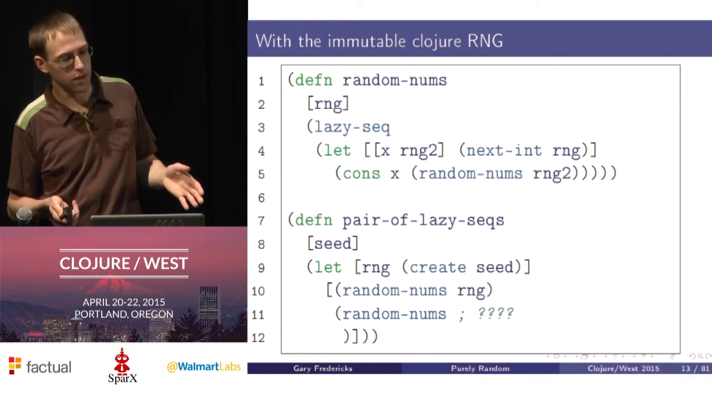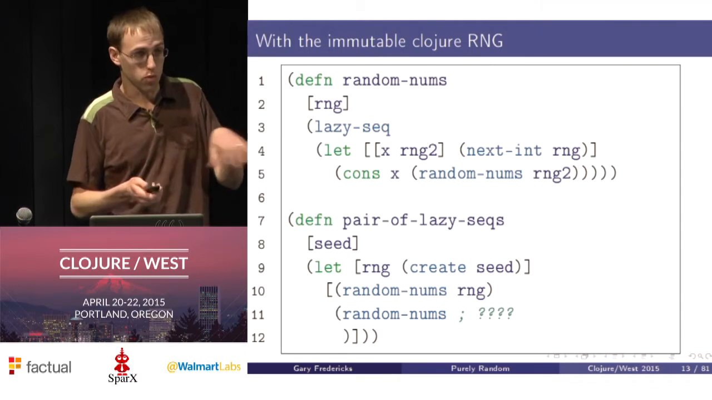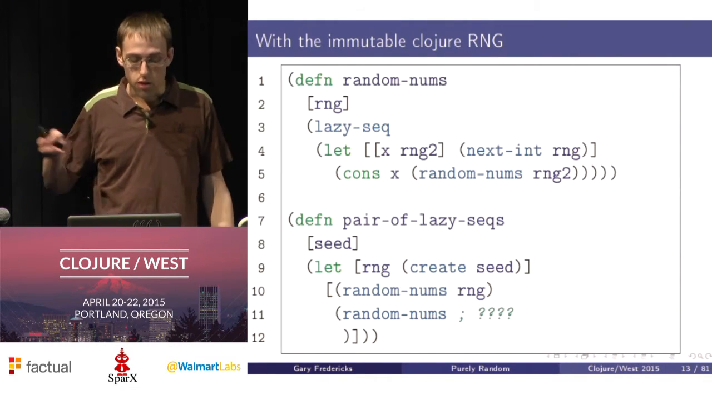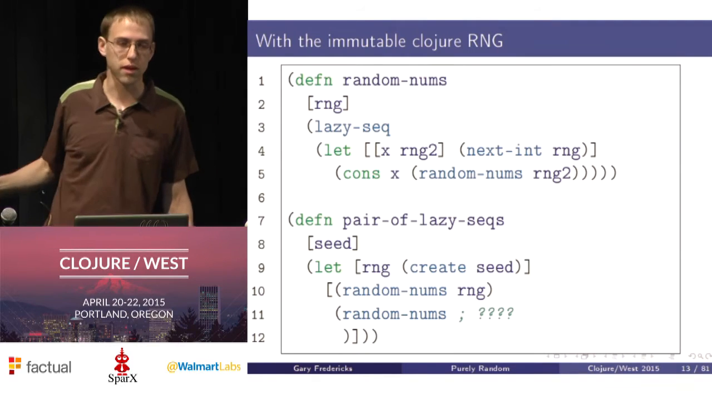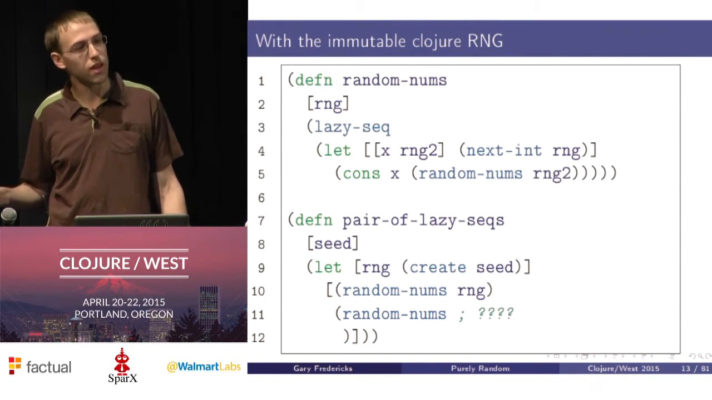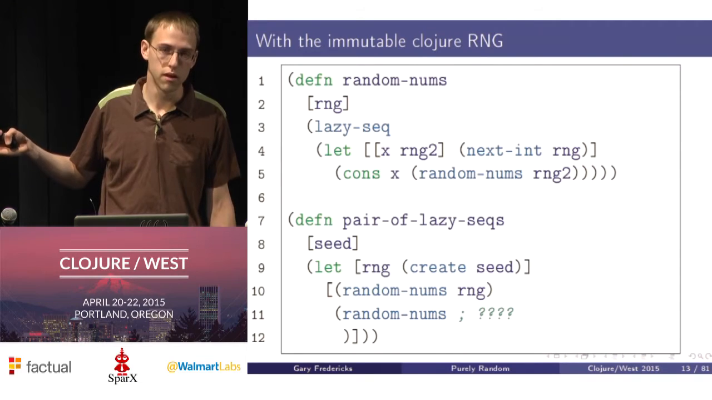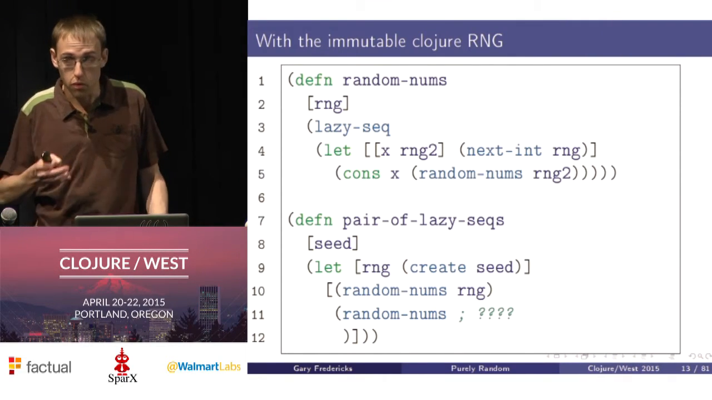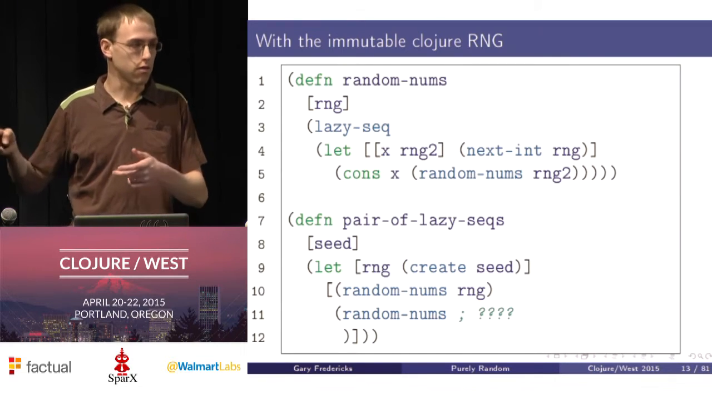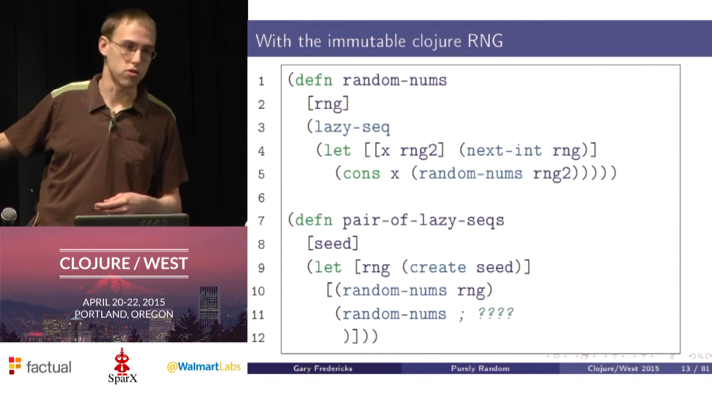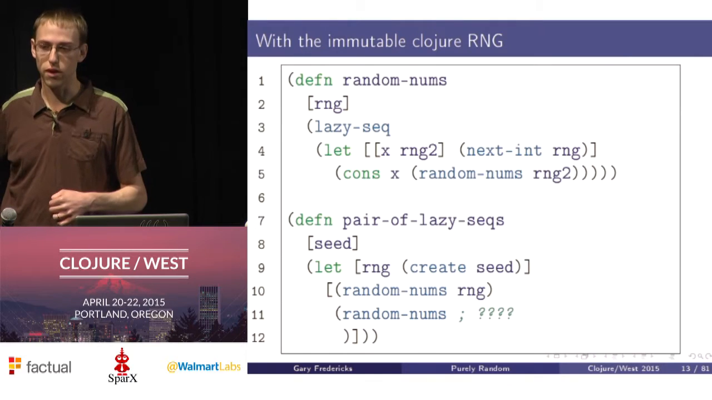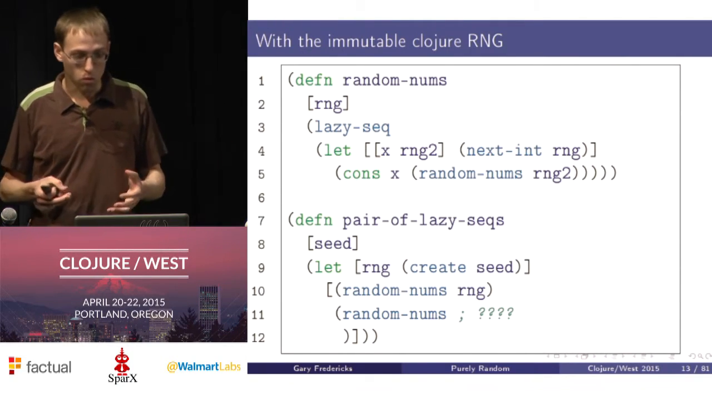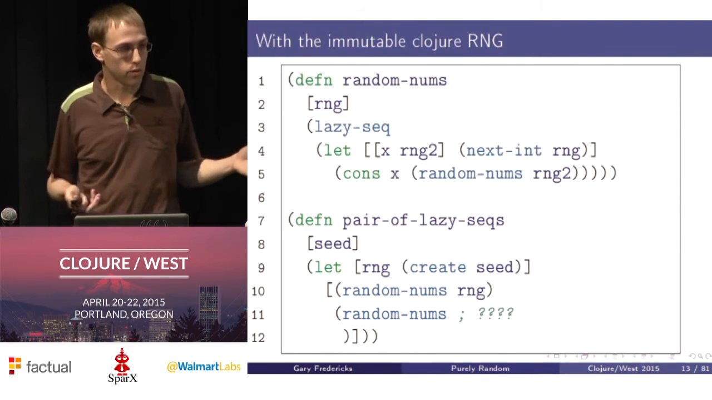And then how do you write pair of lazy seqs? You take your seed, you presumably use it to construct a random number generator. That's the only thing you can do with it. You can pass that to random nums, but you need a second sequence. So you'll want to call random nums again, and we don't have anything to call it with. You wouldn't want to call it with the same thing, you'd just get the same sequence. What we really want is the end state of the random number generator after we're done generating an infinite number of random numbers. And that kind of thing is not possible in our universe, so we're kind of stuck. There's just no way to write this.